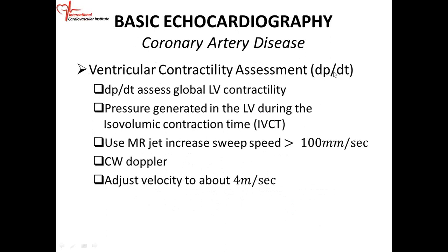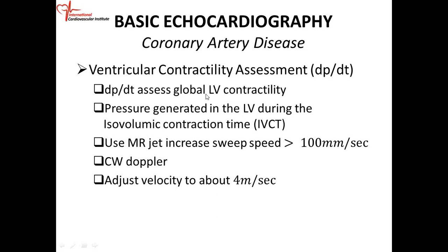So for normal LV systolic function, the dP/dt is a higher number, and for a depressed LV systolic function, dP/dt is going to be a lower number. If you remember 1,000, anything greater than 1,000 is normal, and anything less than 1,000 is abnormal. But you need to know how to do it. So again, dP/dt is the change in pressure, the pressure developed in the LV cavity with respect to time. It's an assessment of LV global contractility.